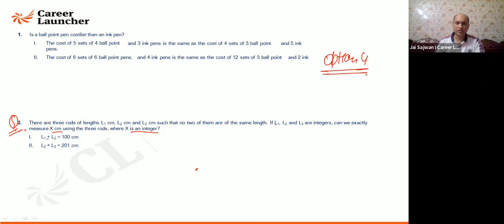I'll say L1 plus L2. Of course, I cannot get the answer. 2 variables, 1 equation. How can I get it? L2 plus L3. How can I get this value? 3 variables, 2 equations. Certainly, I'm not going to get the answer. That is what maths says.